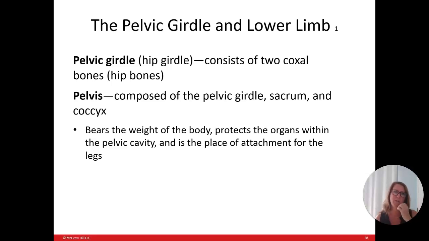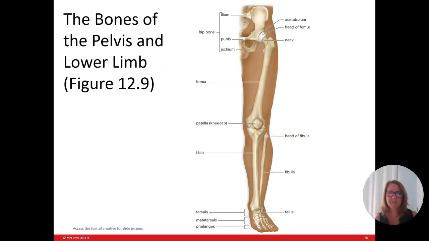Okay, so we have the pelvic girdle. So essentially we have hip bones, and then we have the pelvis. So the pelvis itself is made up of the pelvic girdle, which we'll take a look at. That sacrum, that larger bone, slightly swayed in the butt region, and then it terminates in the tailbone or the coccyx. So what is the function of the pelvic girdle? It bears the weight of the body, protects the organs within the pelvic cavity. So we're really thinking reproductive organs and intestines. And of course, the pelvic girdle is the place of attachment for our legs. All right, so let's take a look.